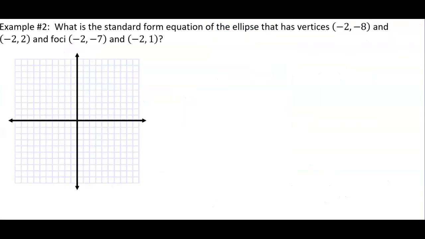So what's the standard form equation of the ellipse that has vertices -2, -8? So again, I'm going to draw this out because it's going to be easier for me to see that way. So -2, -8, way down here, and -2, 2. Okay, and then it tells me the foci. I'll do those in green. -2, 7. I'm sorry, -2, -7. And then -2, 1, right there.